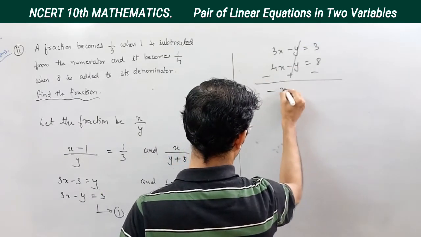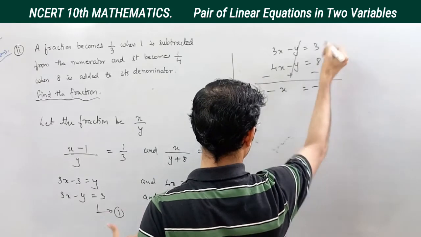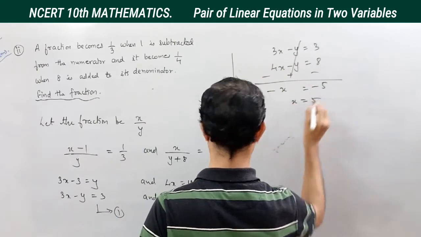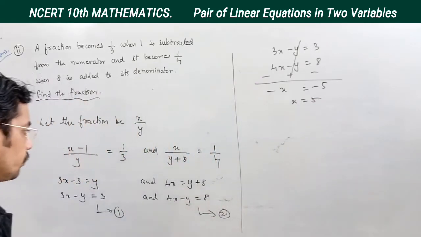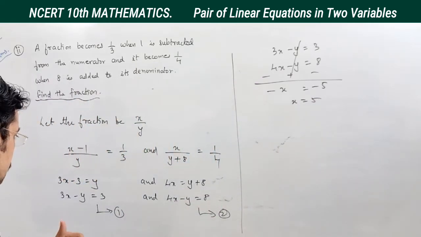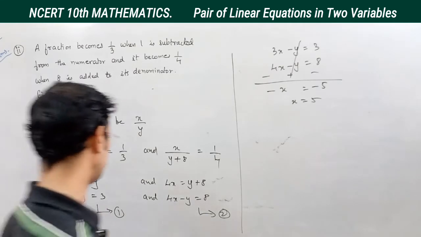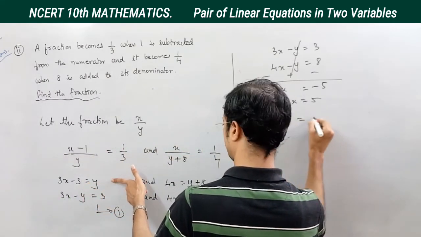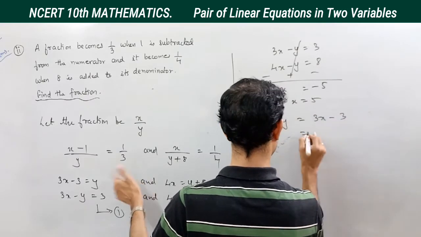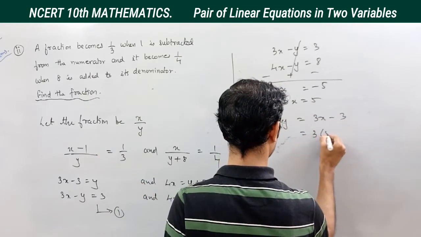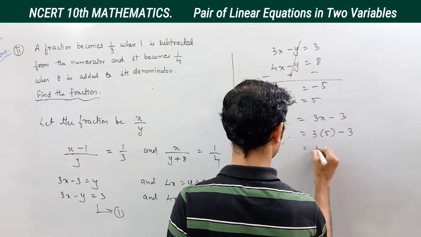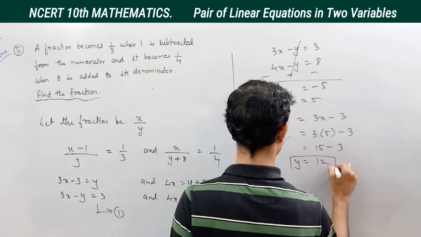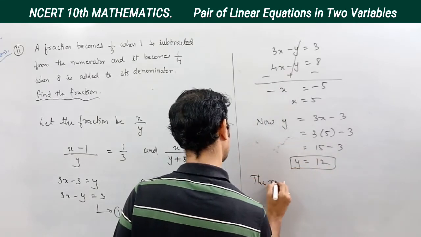So this is minus of x equal to minus of minus 8 plus 3, equal to minus of 5. So x equal to 5. We have already obtained x equal to 5. Now let me take any one of the equations to get the value of y. So y equal to 3x minus 3, that is 3 into 5 minus 3, 5 threes are 15, minus 3, that is equal to 12.